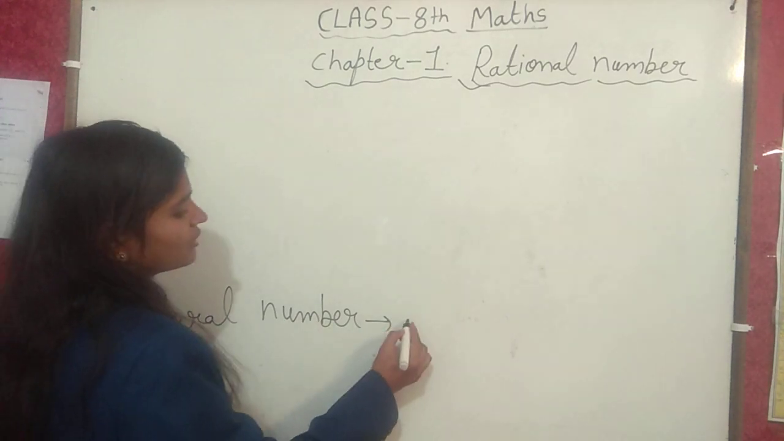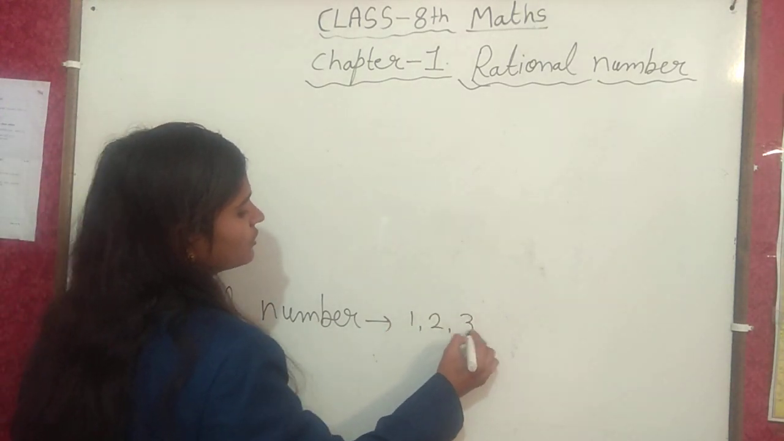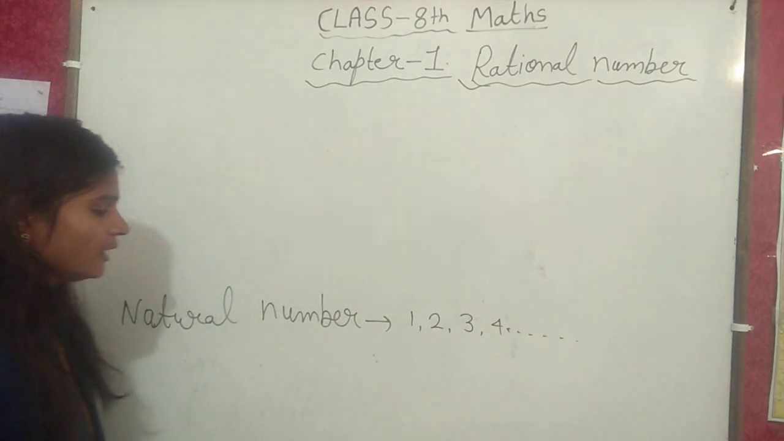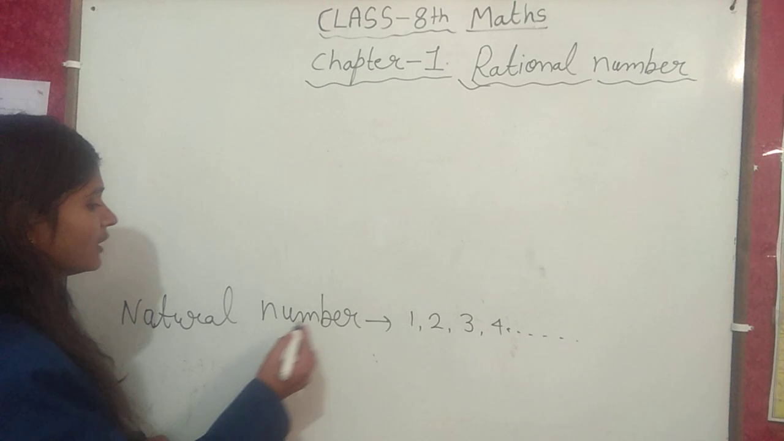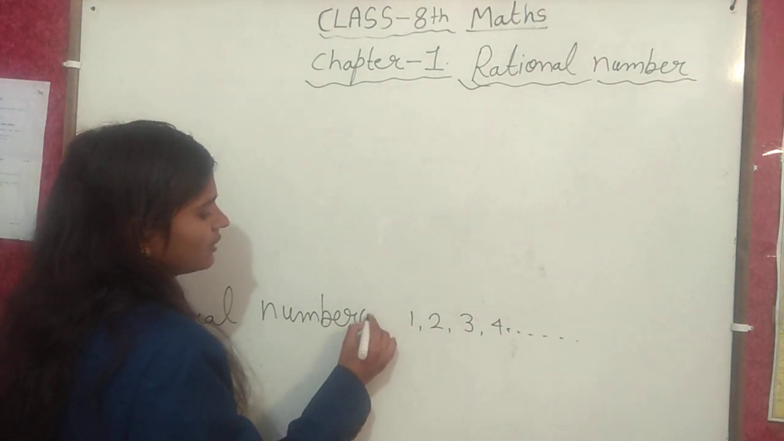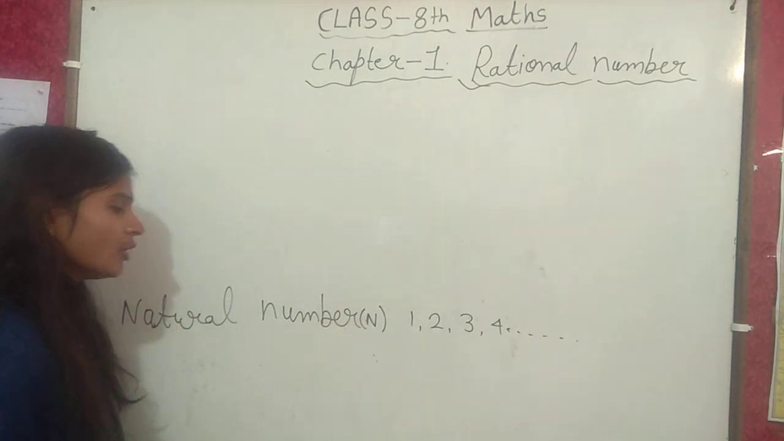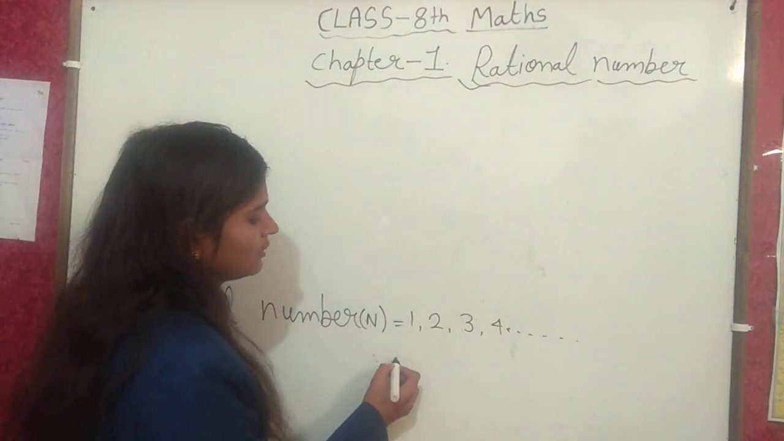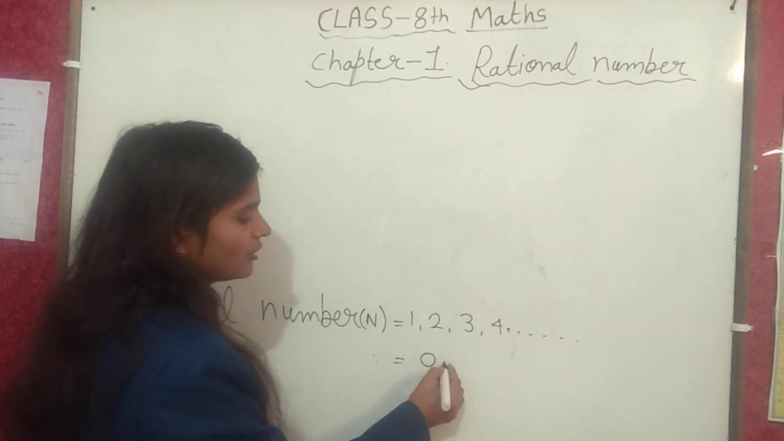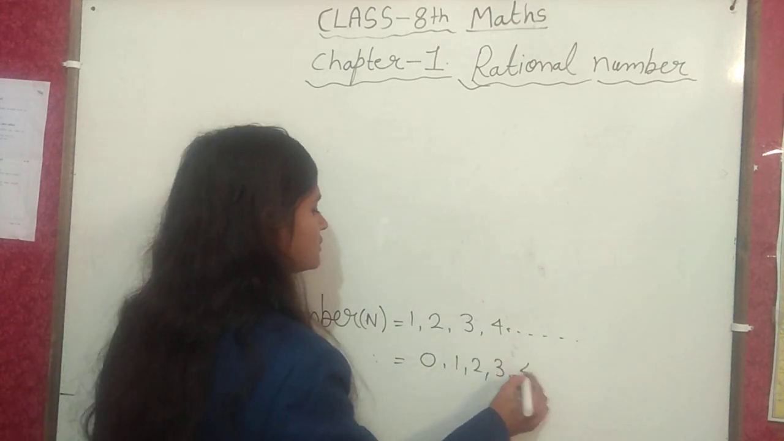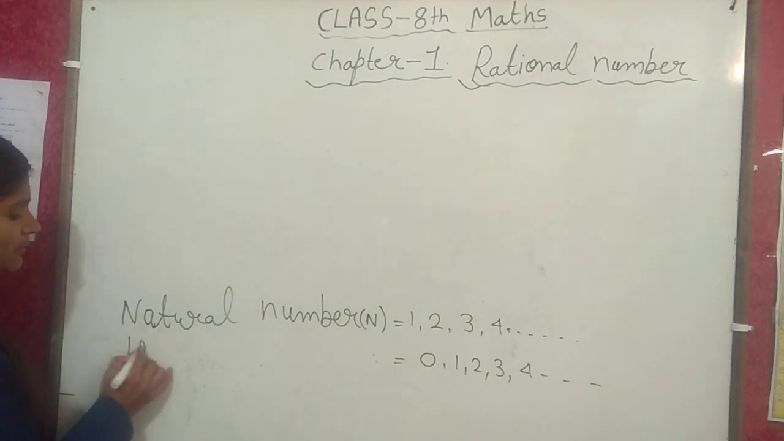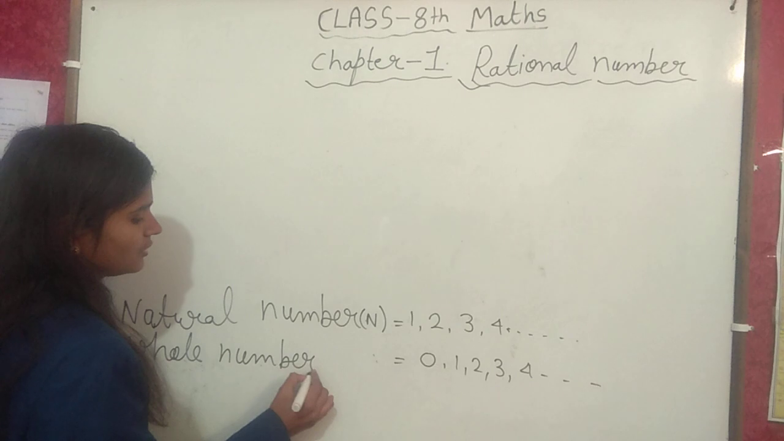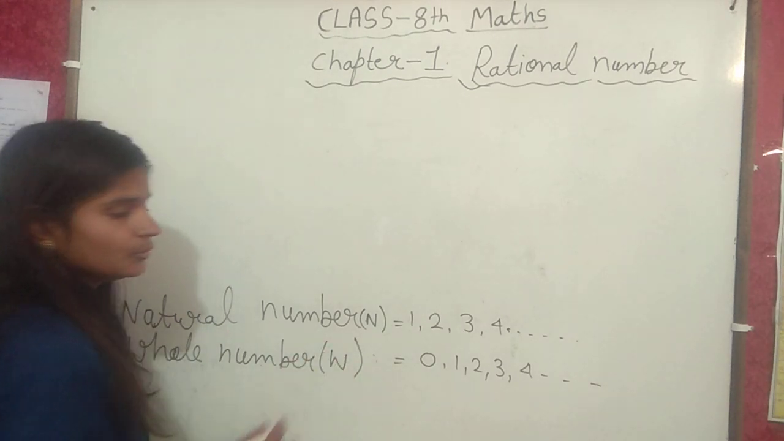So what are the natural numbers? 1, 2, 3, 4, and so on. And we denote it by capital N. And when you include 0 in the natural numbers, it will become the whole numbers. It will become which type of number? Whole numbers. That is denoted by W.